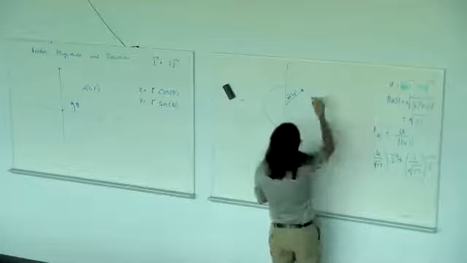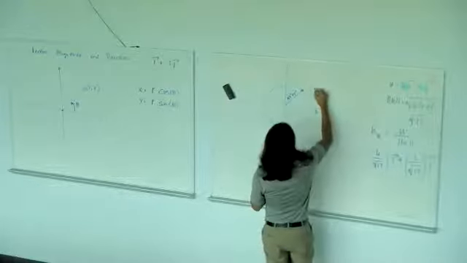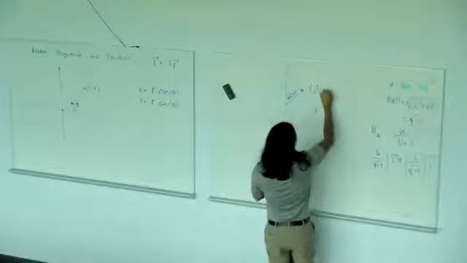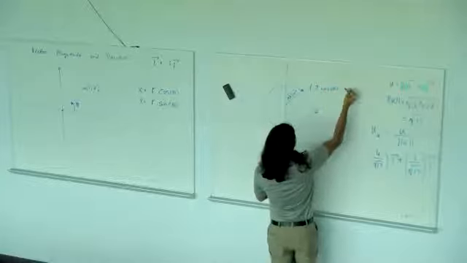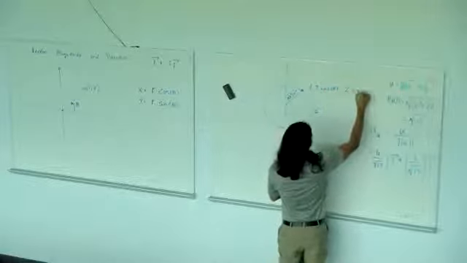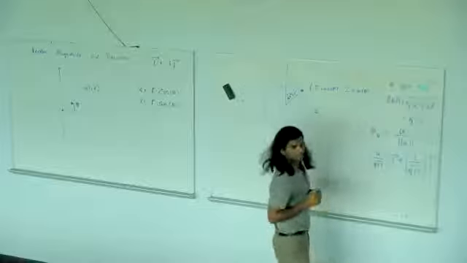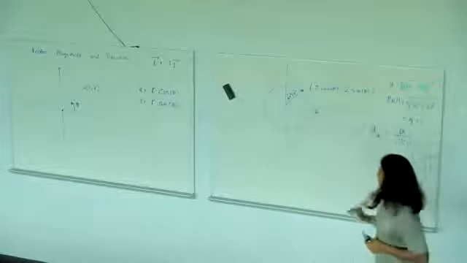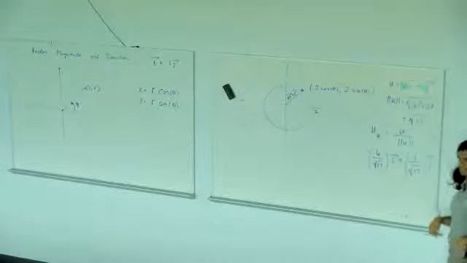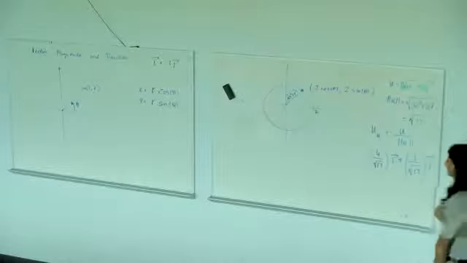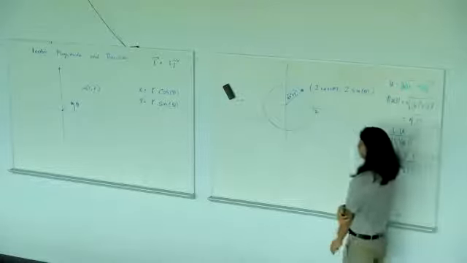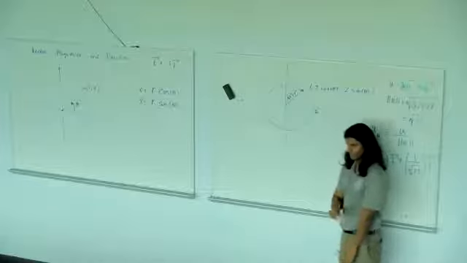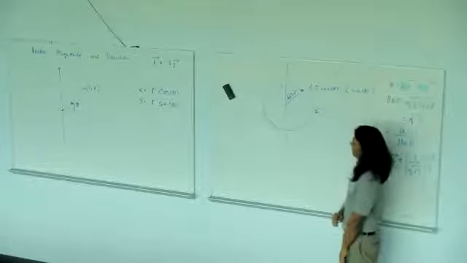Because in terms of theta, x is 2 cosine theta, y is 2 sine theta. With me? So R simply is the radius, and how do we find the radius? Square root of x squared plus y squared. Good. Okay.